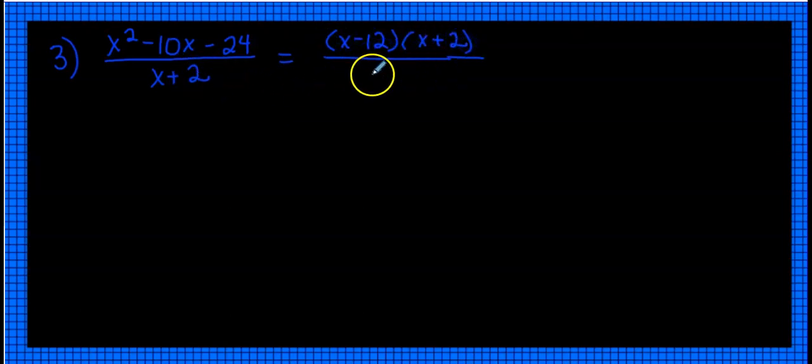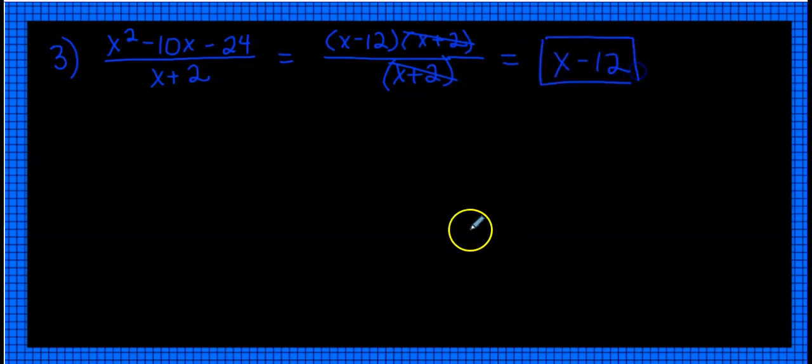And then I have an x plus 2 in the denominator. It might help you to put those in parentheses. But now I have an x plus 2 in the numerator and denominator that I can cancel out. Can't do that before you factor. So factor first. Now, I'm left with a 1 in the denominator, which I don't need to write. So my simplified answer is x minus 12.